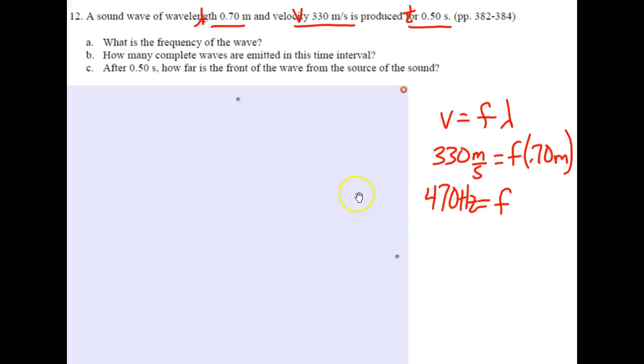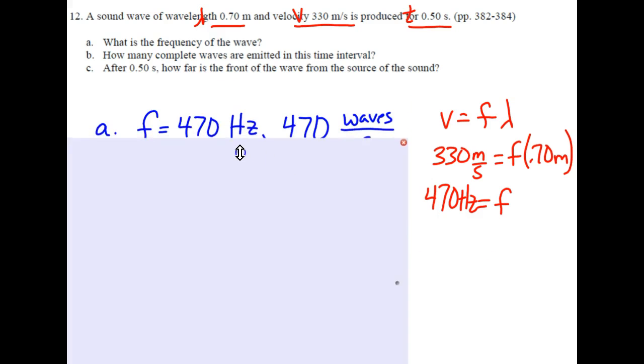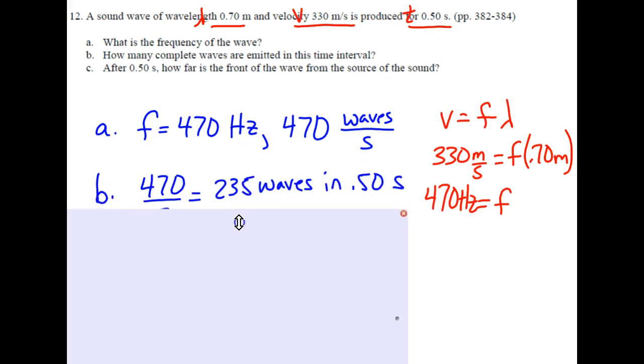How many complete waves are emitted in this time interval? Well, a frequency of 470 hertz means that 470 waves are being produced in 1 second. But we're told the time interval up here is half a second. So if 470 waves are produced in 1 second, if we took that and divided it by 2, we would get 235 waves produced in 0.50 seconds.